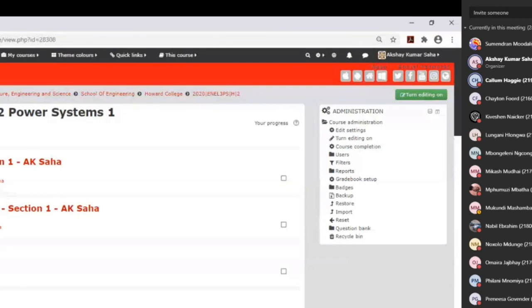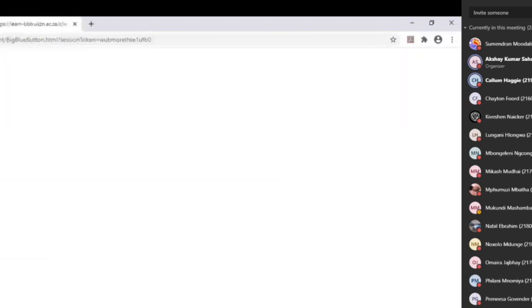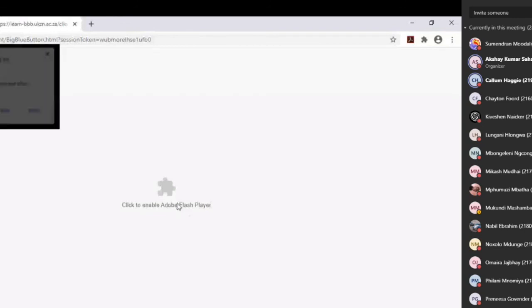For example, it will look like this. I'm clicking on this, and then it says join session. If I click on this, and as I have already done, click enable to Adobe Flash Player. Just click it and then say allow. Then it will continue, and it will open the screen like this. It will load.